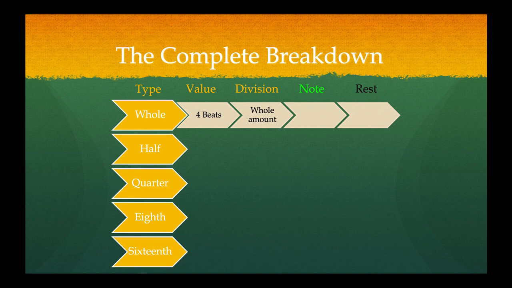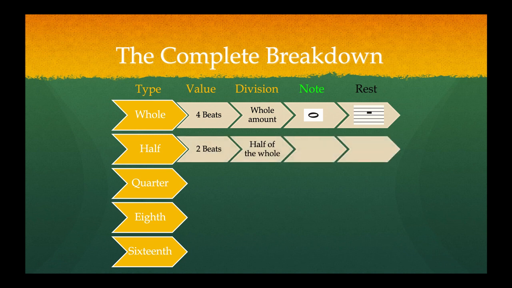Now let's review the complete mathematical breakdown from whole to 16th. We start with the whole, worth 4 beats. It's the whole amount. A whole note gets 4 beats of sound, and a whole rest gets 4 beats of silence. The half is worth 2 beats because it's half of the whole. So a half note gets 2 beats of sound, and a half rest gets 2 beats of silence.